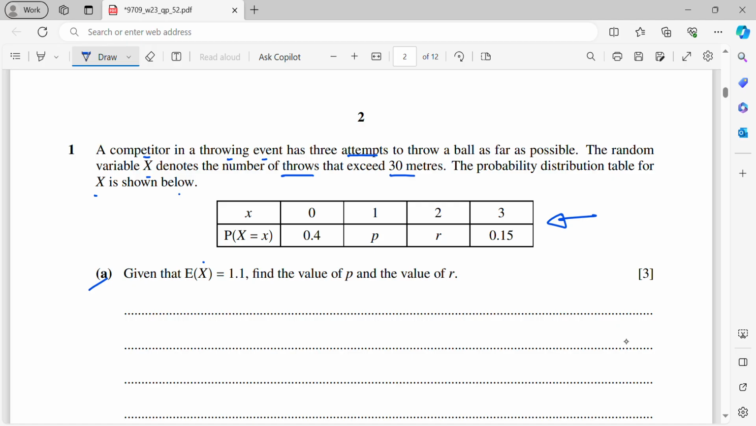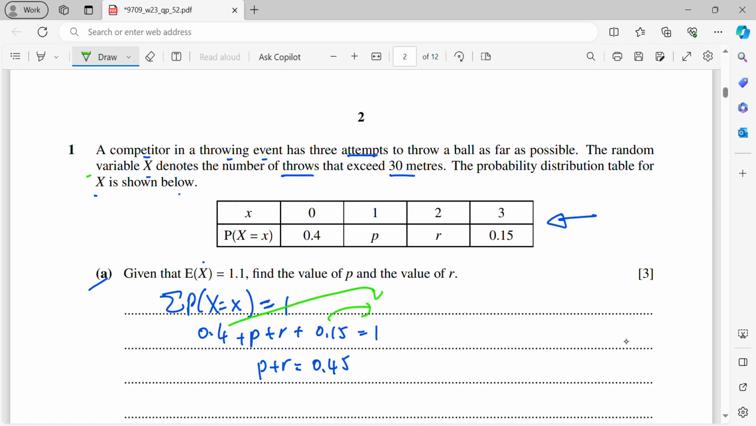First of all, we know that the total probability equals 1. That means 0.4 plus P plus R plus 0.15 equals 1. From here we get P plus R equals 0.45, after moving the 0.4 and 0.15 to the right side and simplifying with the 1.